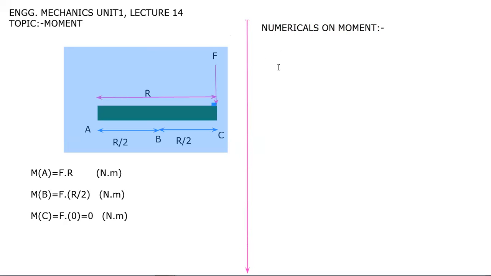Now, there are various types of numericals based on the moment. One of the types is to find the support reactions. Type 1 can be to find the support reactions. Now we are covering the basic concepts of engineering mechanics.